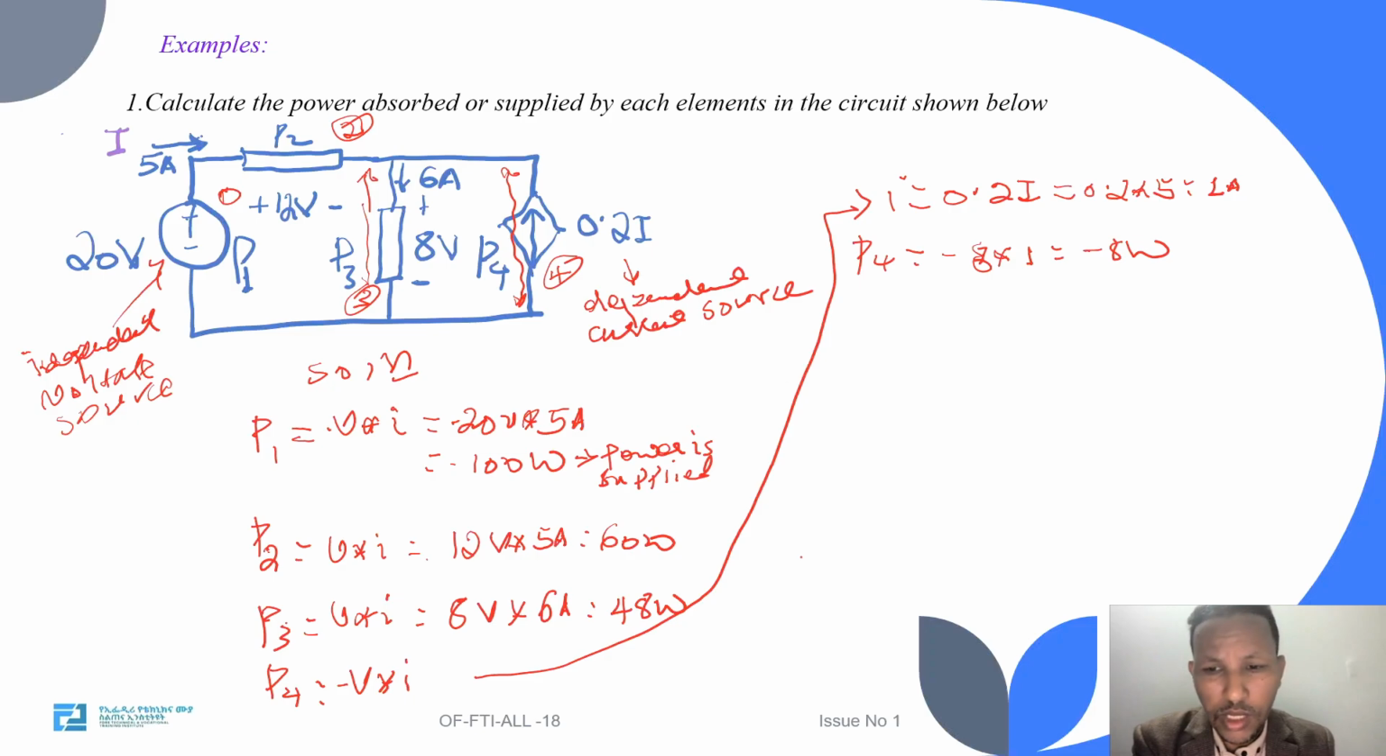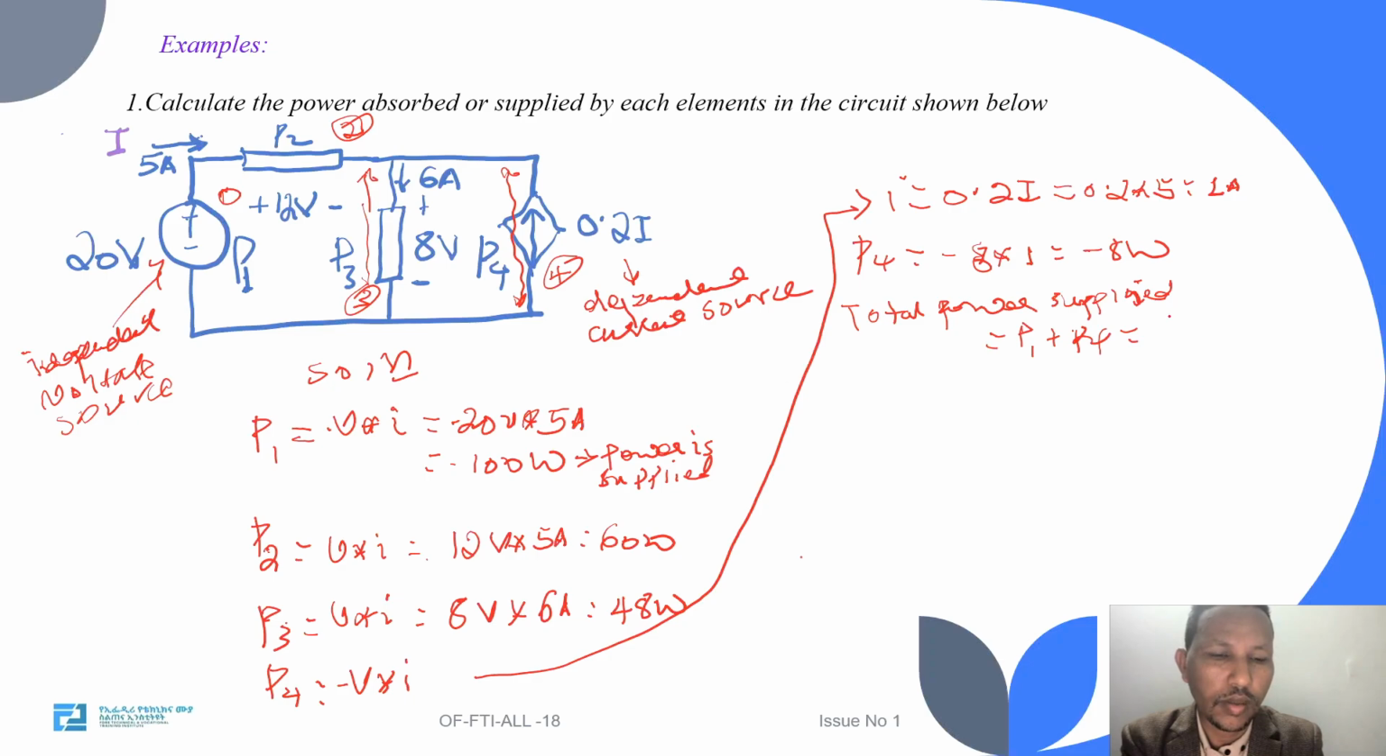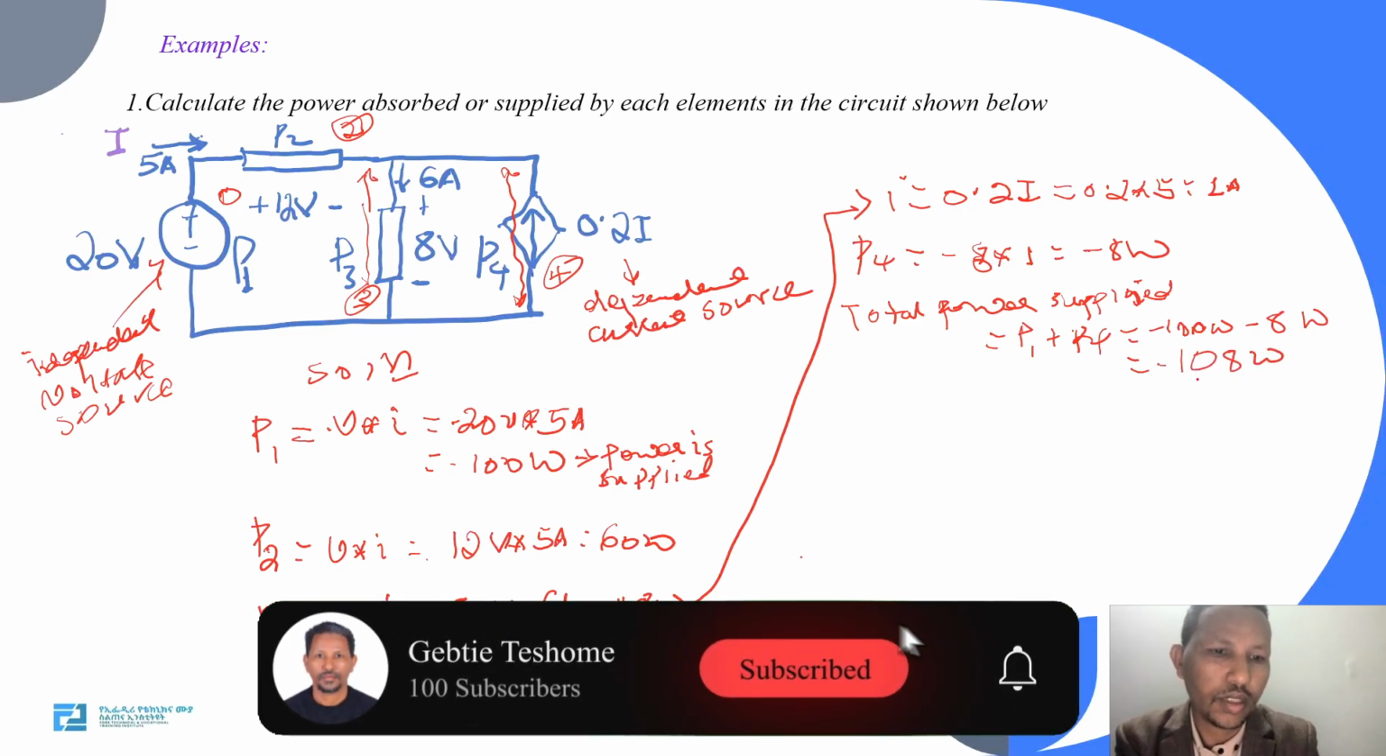Under the conservation of energy, we know that the total power supplied by the sources is equal to the total power absorbed by the other elements. So the total power supplied is equal to P1 plus P4, which is minus 100 minus 8 watt, which equals minus 108 watt.